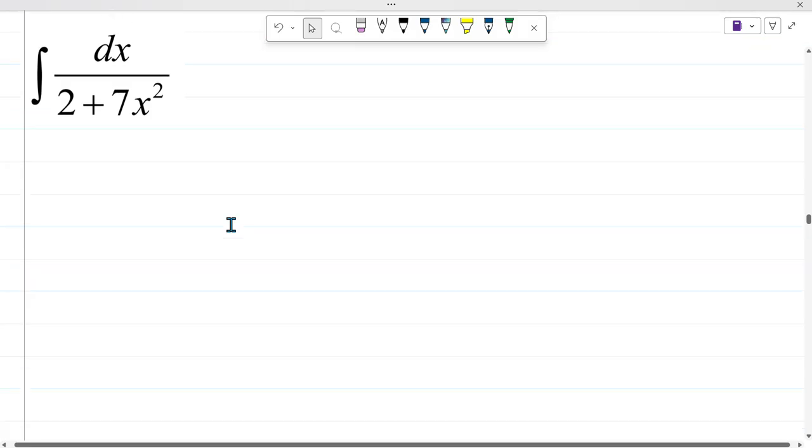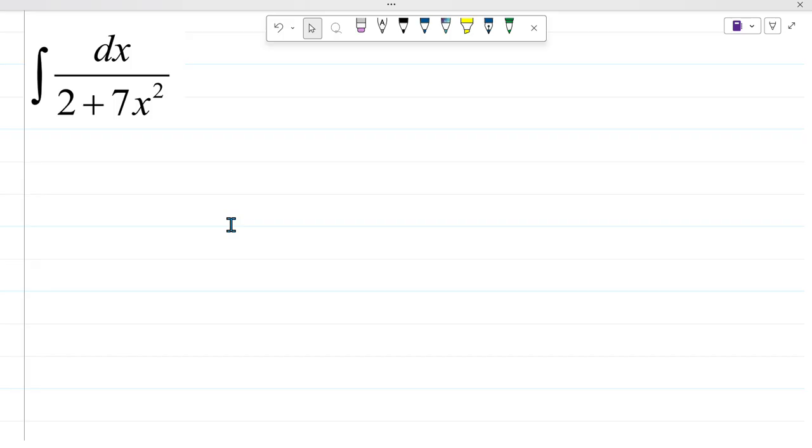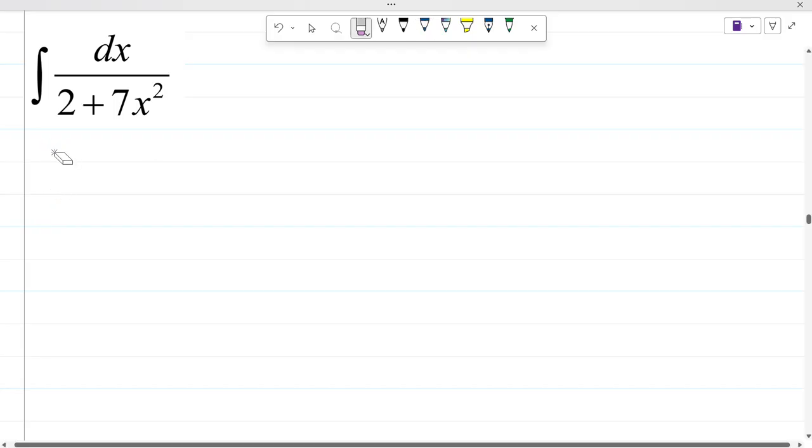Okay, now we've got ourselves the integral of 1 divided by 2 plus 7x squared. What do we then do? We need to start by rewriting this in a nice way before we can make any conclusion. We can already see that it's the one for a tan, but we need to make sure that we can see our a there. We should also make sure that we have the derivative.